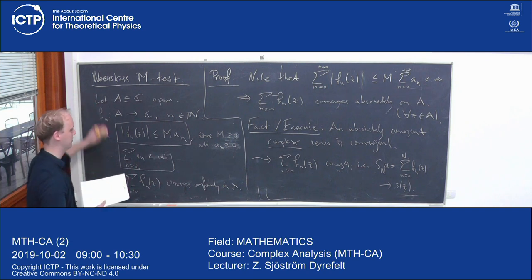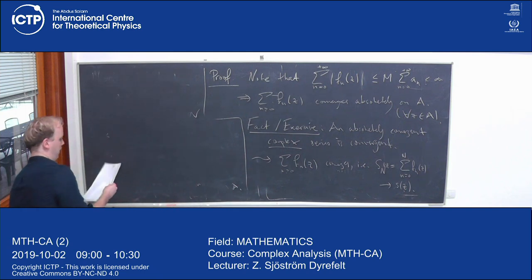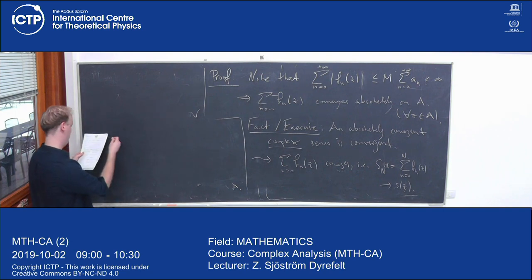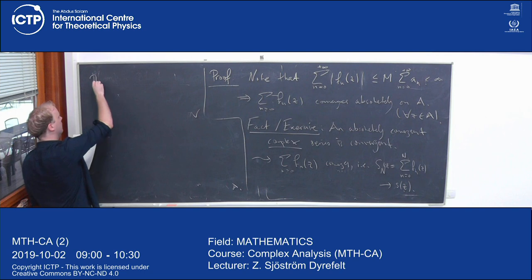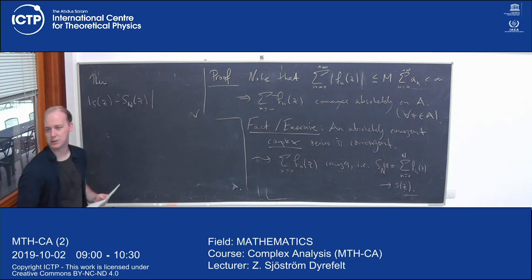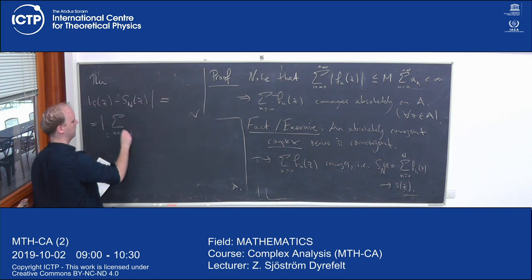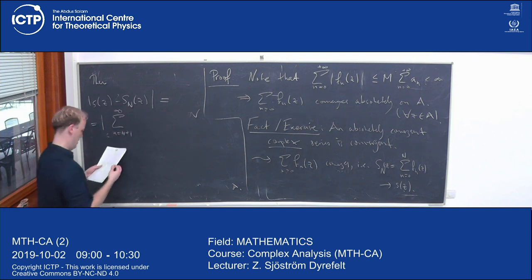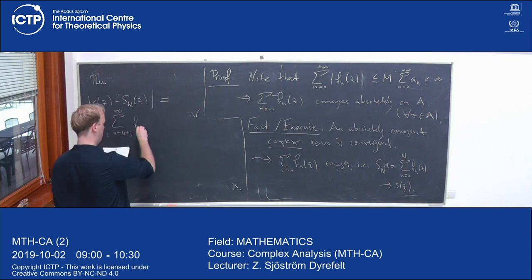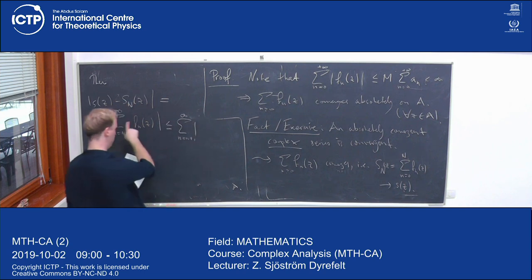You remember this. We want to show that it's uniformly convergent. How can we finish the proof? So we must study the difference here. This is equal to the absolute value of the sum going from n plus 1 to infinity of fn of z. And this is less than or equal to, of course, if I put the absolute values inside the sum.